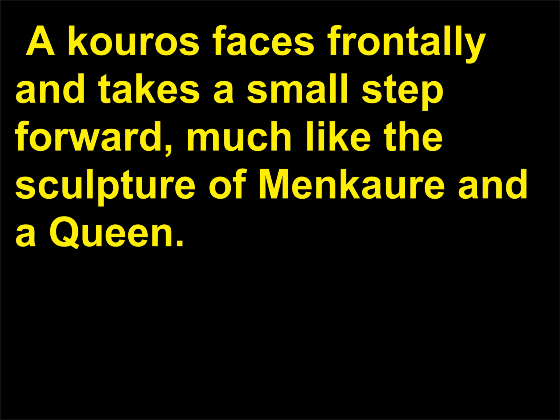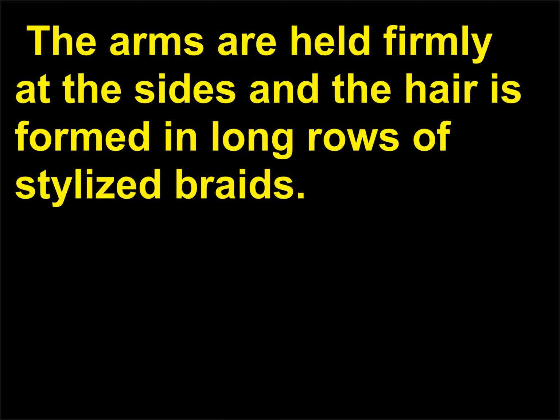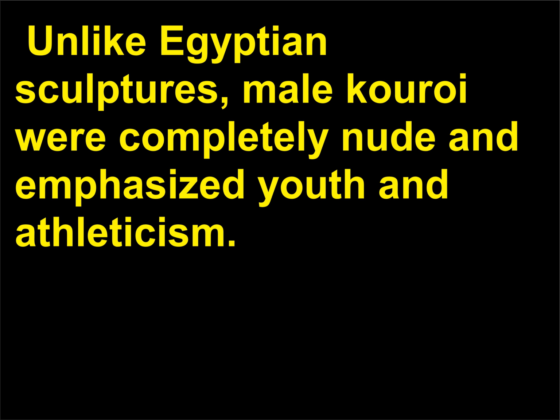A kouros faces frontally and takes a small step forward, much like the sculpture of Menkaure and a queen. The arms are held firmly at the sides and the hair is formed in long rows of stylized braids. Unlike Egyptian sculptures, male kouroi were completely nude and emphasized youth and athleticism.